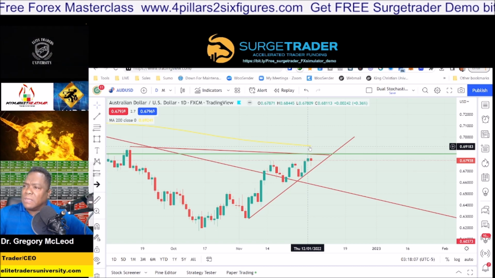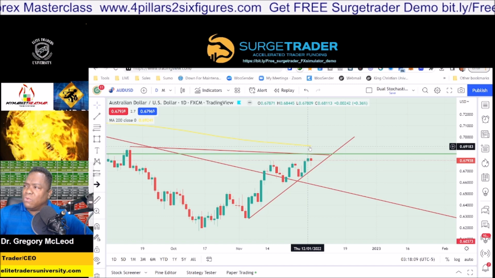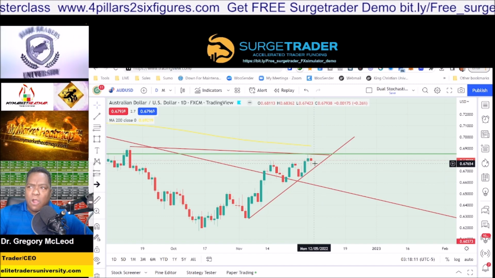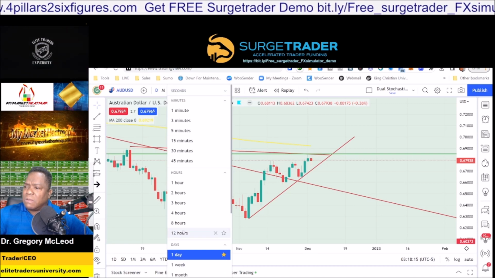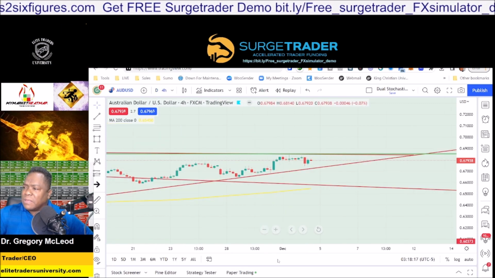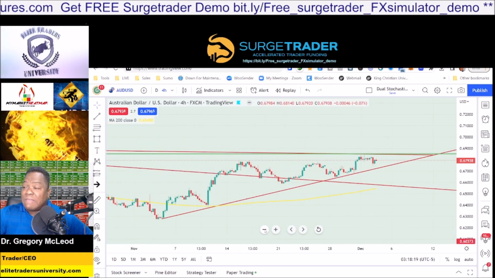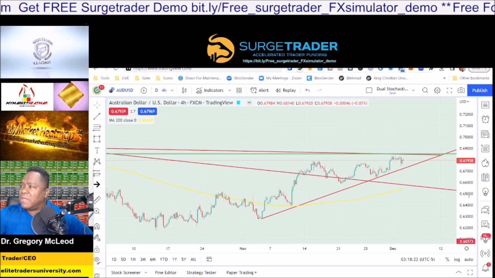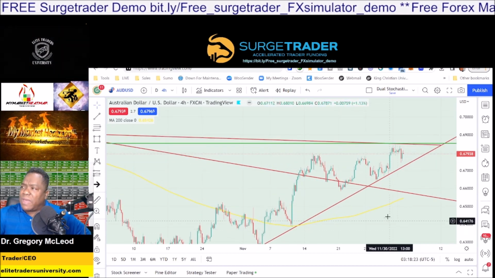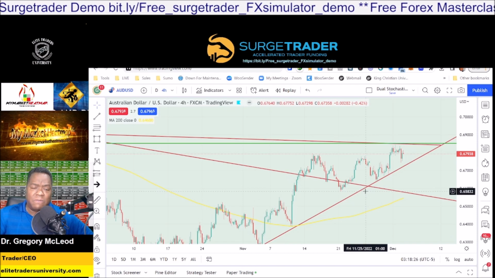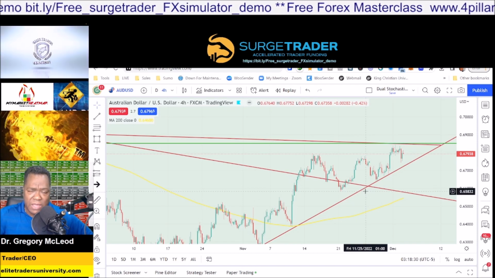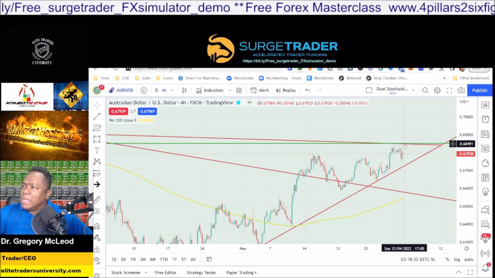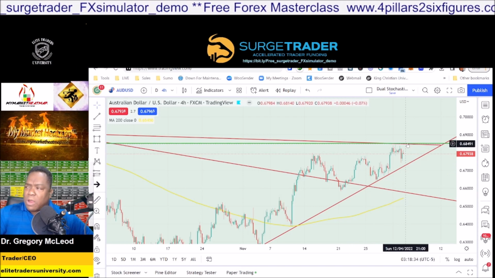127 pips away. Right, and we could continue to move higher given the RBA, the Reserve Bank of Australia, giving us the go-ahead that they are going to hike rates and keep this thing going, because they have to fight inflation too, right? So you have this weakness in China, but you also have inflation, and the housing inflation is really high. It's very high in Australia, so they want to maybe cool that market.